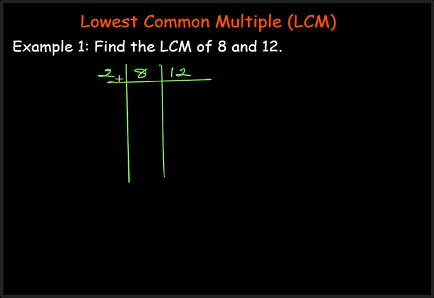Go with 2. 2 can divide this. So 2 into 8, that will give us 4. 2 into 12, that will give us 6. And then we check. 2 can still divide the two of them. So 2 into 4, that will give us 2. 2 into 6, that will give us what? 3.